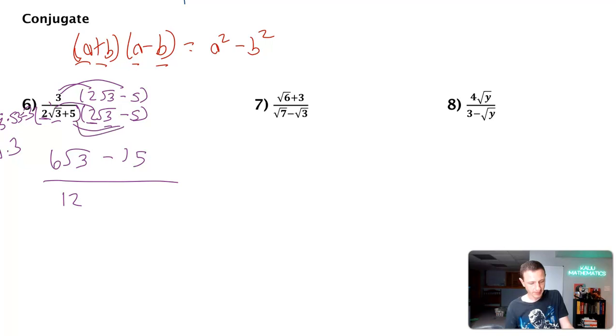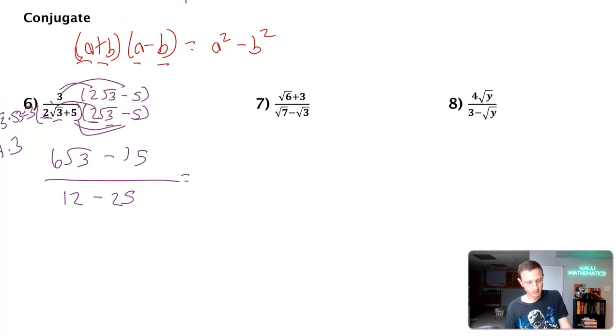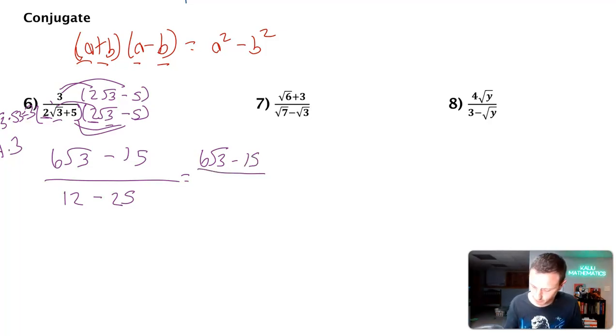Then I have 5 times negative 5, which is going to be minus 25. So on top, 6 square root 3 minus 15 over 12 minus 25. Make sure you're not making mistakes there. That's going to be negative 13.